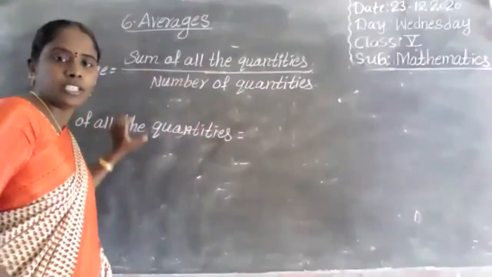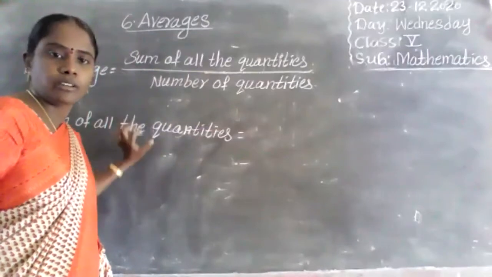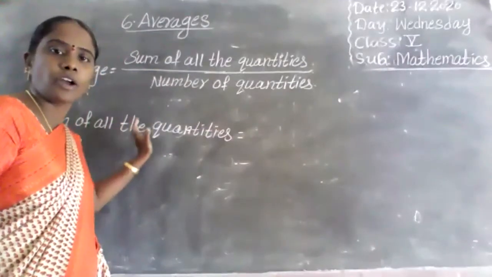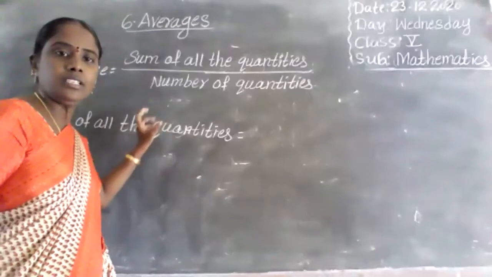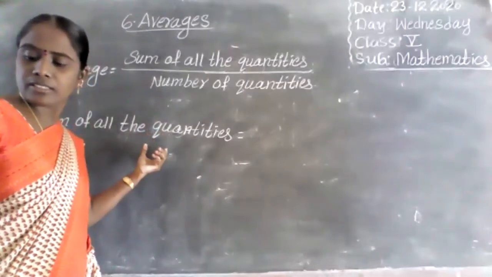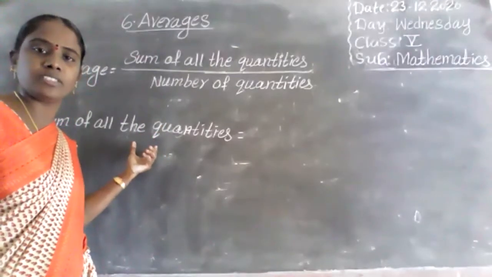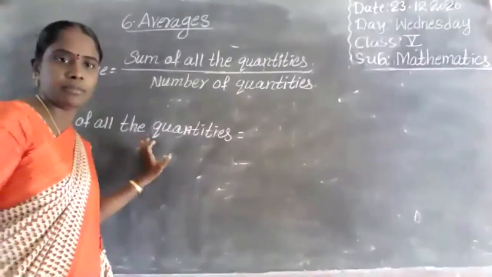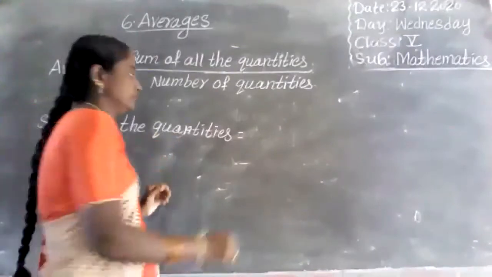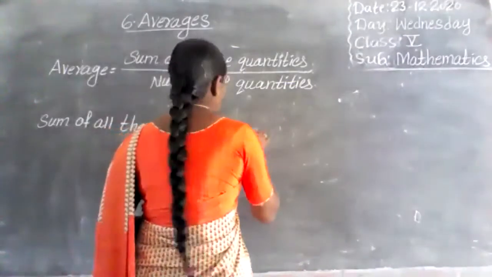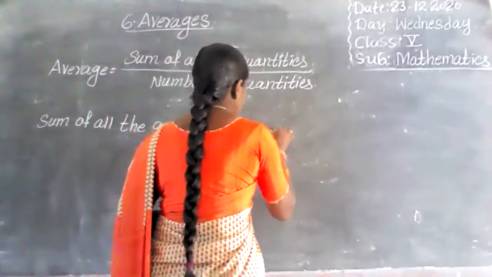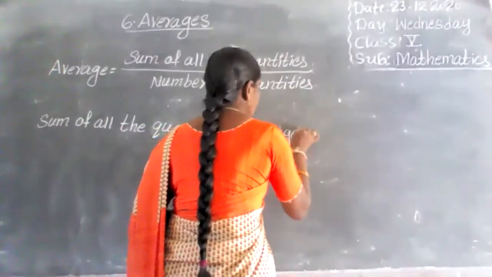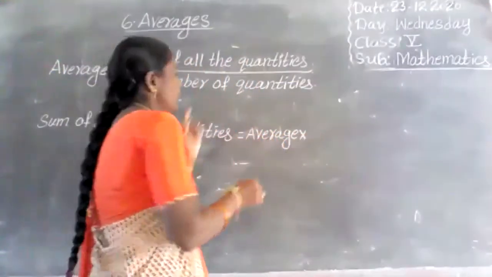Very important principles, children. Note down and learn, and you have to practice also on this. Some problems in your textbook exercise 6.1, 6.2 and revision exercise. Practice these problems. Explanation is completed, now practice. Average into number of quantities.